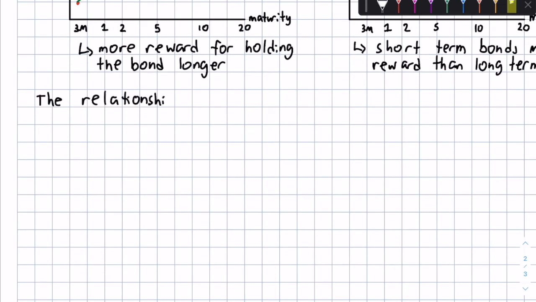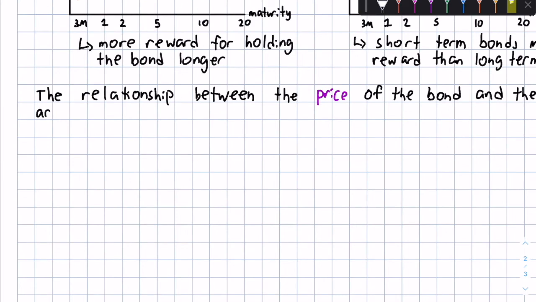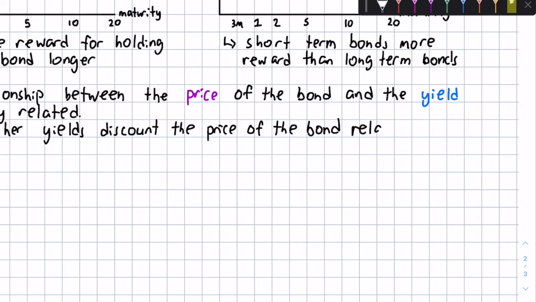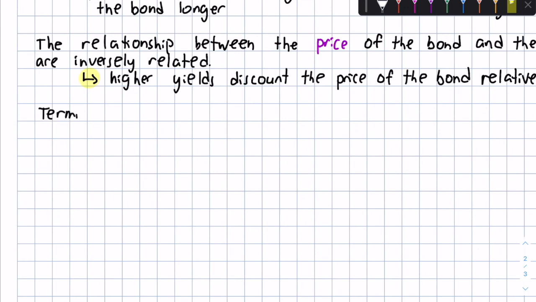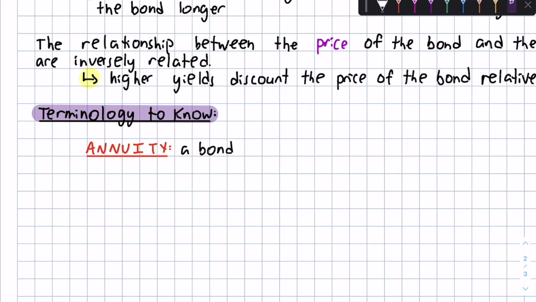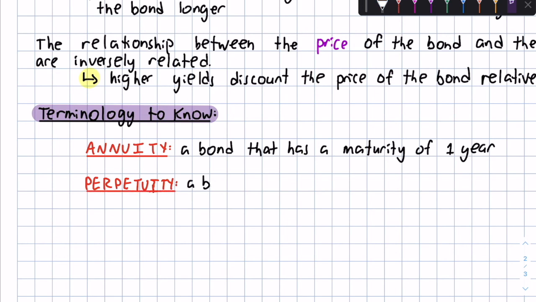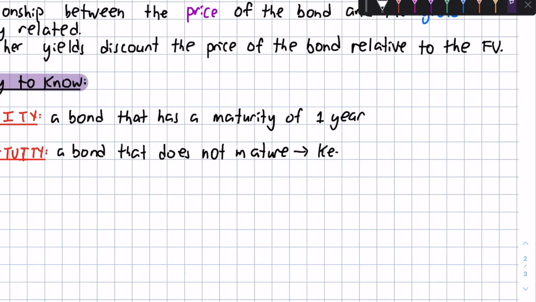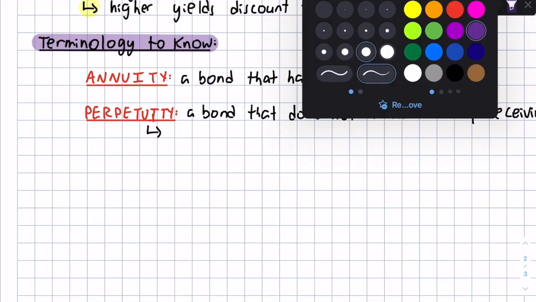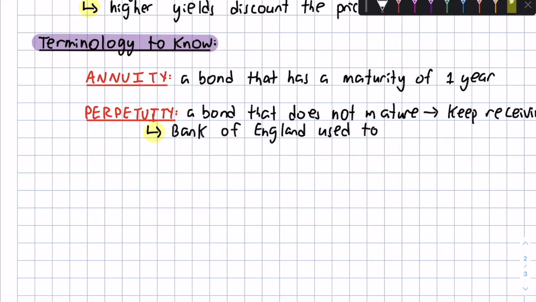The relationship between the price of the bond and the yield is another very interesting relationship, and they are inversely related rather than positively related. So a higher yield discounts the price of the bond relative to the face value, so the price you buy it at. Some more terms you should know are an annuity, which is a bond that has a maturity of 1 year, and perpetuity, which is a bond that does not mature, so no maturity at all. So you keep receiving coupons, but you don't get your principal back. The Bank of England used to issue these perpetuities, but they're not as common anymore.